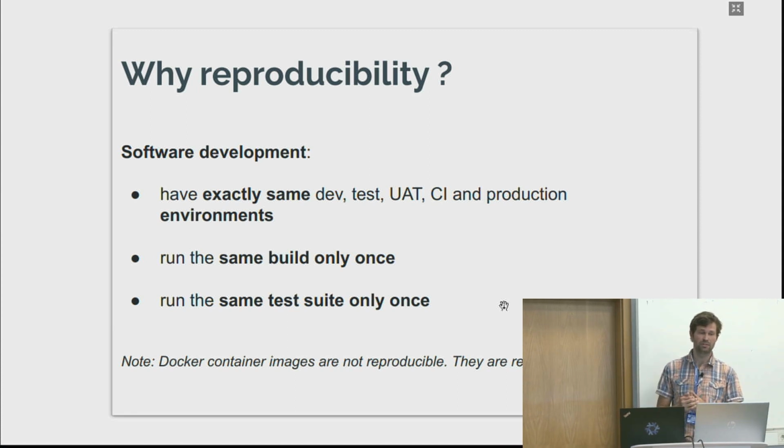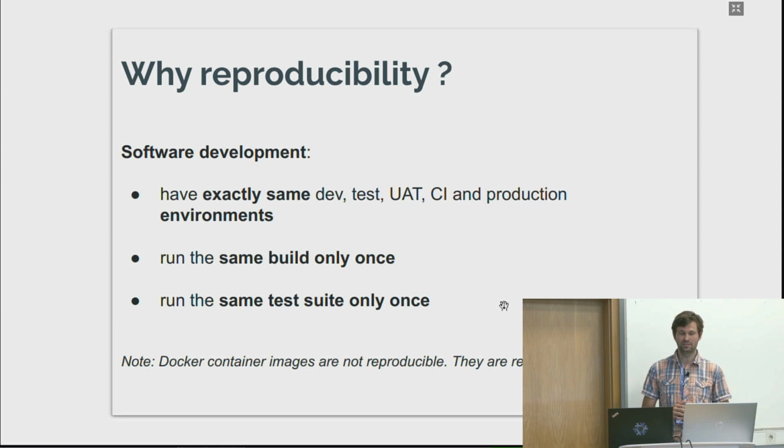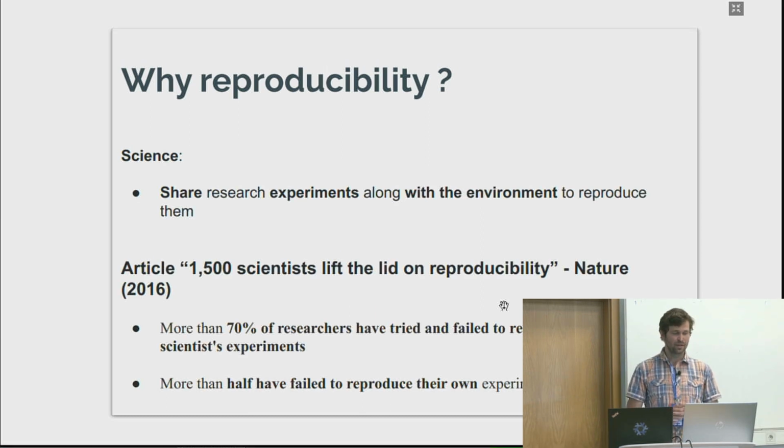So why is reproducibility important? We can have exactly bit-to-bit the same environments for dev, test, UAT, CI, and production environments. We can run the same software built once. We need to run a test suite only once if it's running against reproducible software. For science, it is even more visible. You can share your environments with your experiments for others to reproduce.